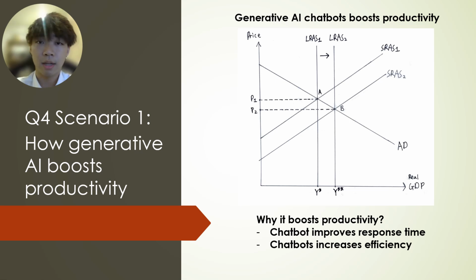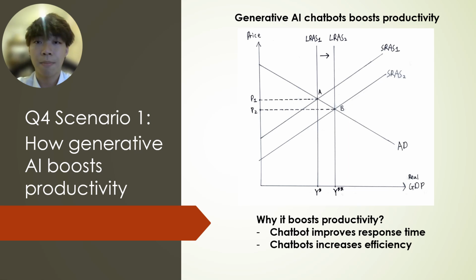Now we come to the first scenario of this question, which I'll be explaining how Gen AI can boost productivity using an AD-AS, aggregate demand and aggregate supply diagram. An AD-AS diagram basically illustrates the relationship between the aggregate demand and aggregate supply in an economy. It helps us to understand how changes in productivity can impact the economic output and price levels. In this scenario, we will use chatbot as an example.